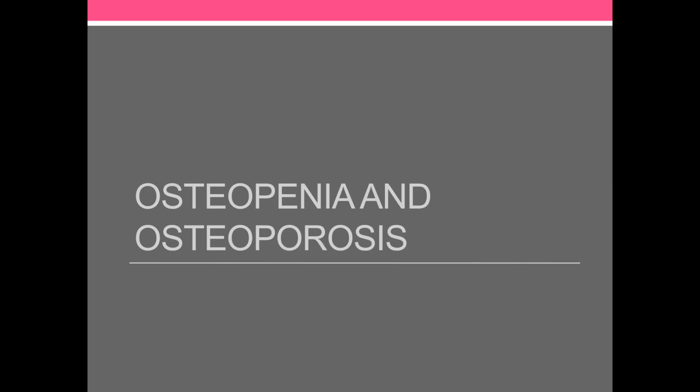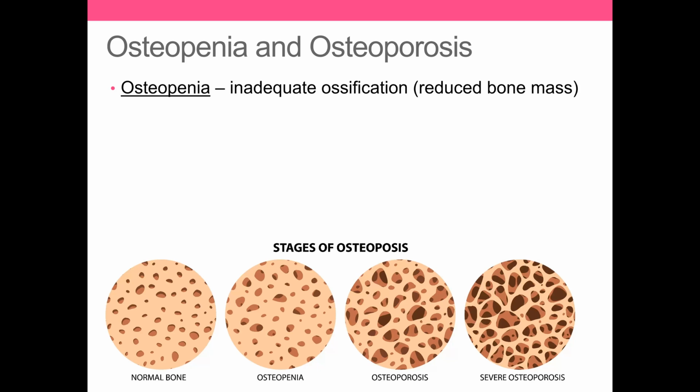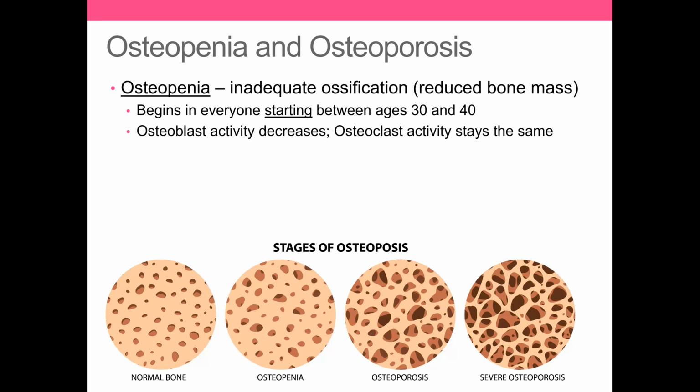So the end of that video leads us nicely into our last section, which is on osteopenia and osteoporosis. Osteopenia is the term that we use for inadequate ossification, which leads to reduced bone mass. And this is the process that happens in everyone. It begins in everyone starting between the ages of 30 and 40. This is when your osteoclast activity will be greater than your osteoblast activity. So osteoblast activity decreases, osteoclast activity stays the same, so you end up breaking down more bone than you rebuild.